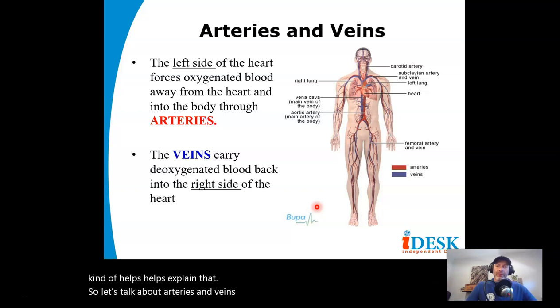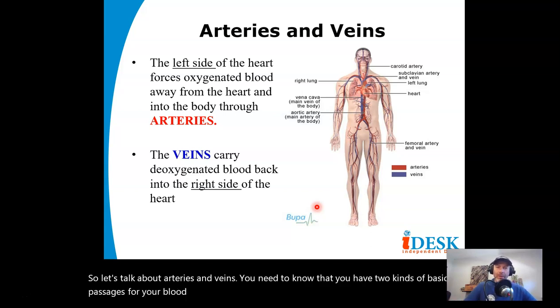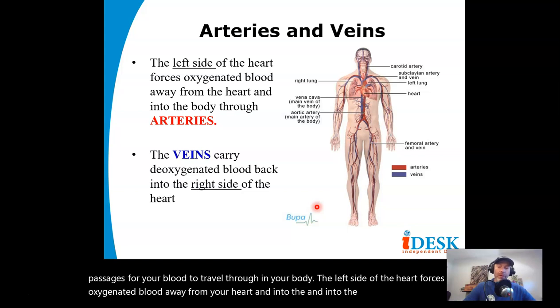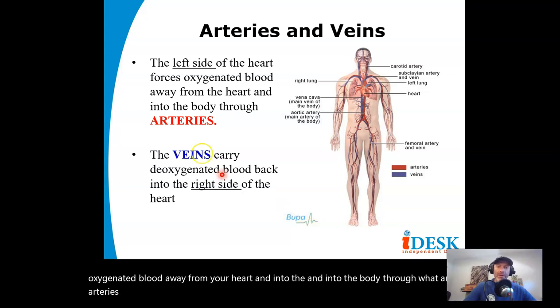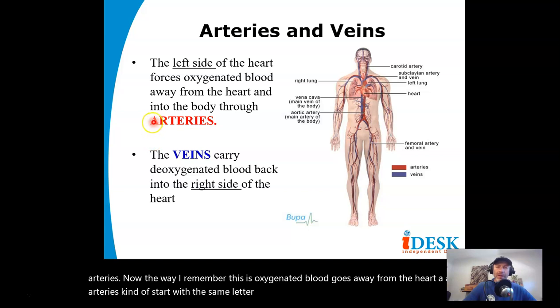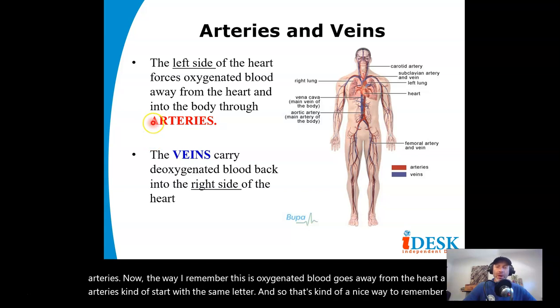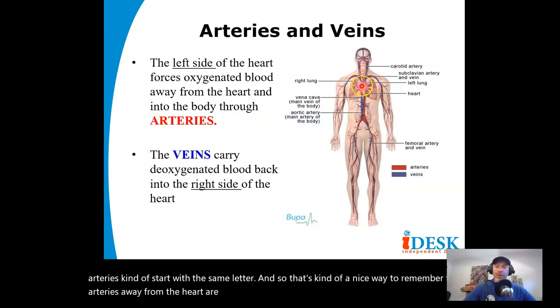You need to know that you have two kinds of passages for your blood to travel through in your body. The left side of the heart forces oxygenated blood away from your heart and into the body through what are called arteries. The way I remember this is oxygenated blood goes away from the heart, away, and arteries start with the same letter. So that's a nice way to remember that arteries, away from the heart, are carrying blood that is full of oxygen to the rest of the body.